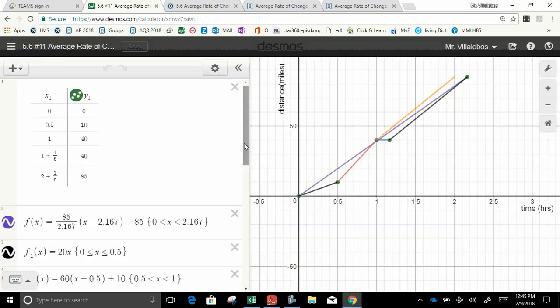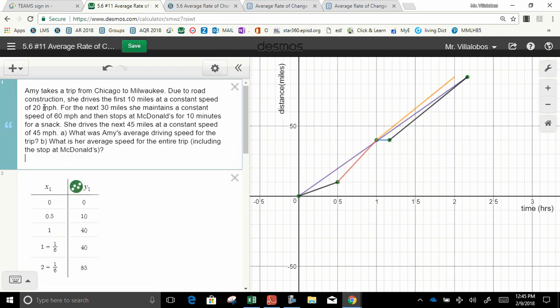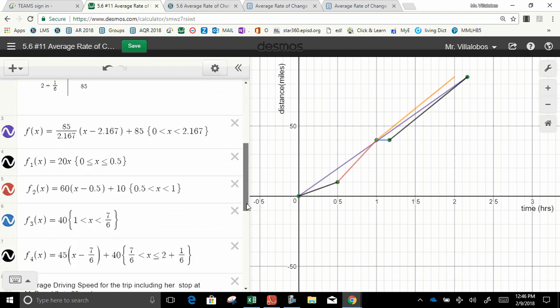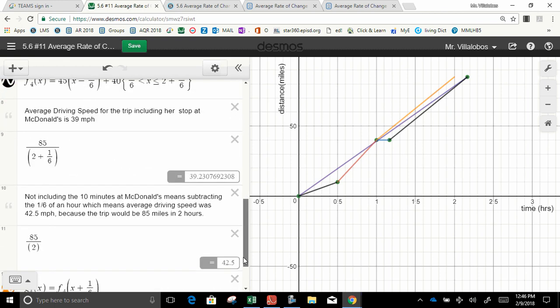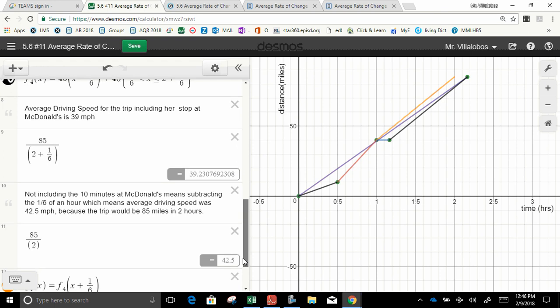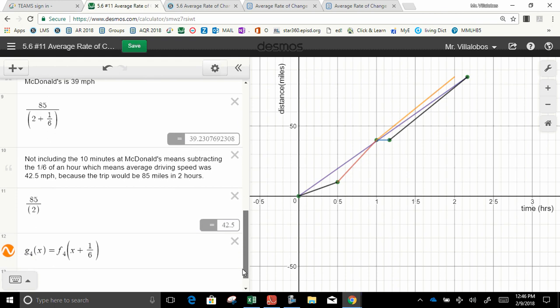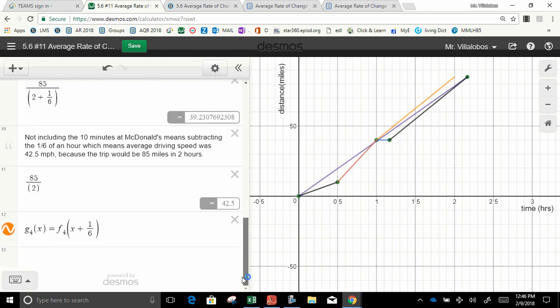Okay, so here is another version of 5.6 number 11. Here's the table of points translated from the English. And I guess we should add the note. There's your note. Amy takes a trip, and here's the table of the trip. Here are the equations of each part of the trip. Once you do that, you realize that I can find her driving, including the McDonald's. It's 85 miles in 2 and 1/6 hours. 1/6 is because it's 10 minutes out of 60, which is 10 minutes at McDonald's. And not including McDonald's, you would just divide by 2, and that's 42.5.